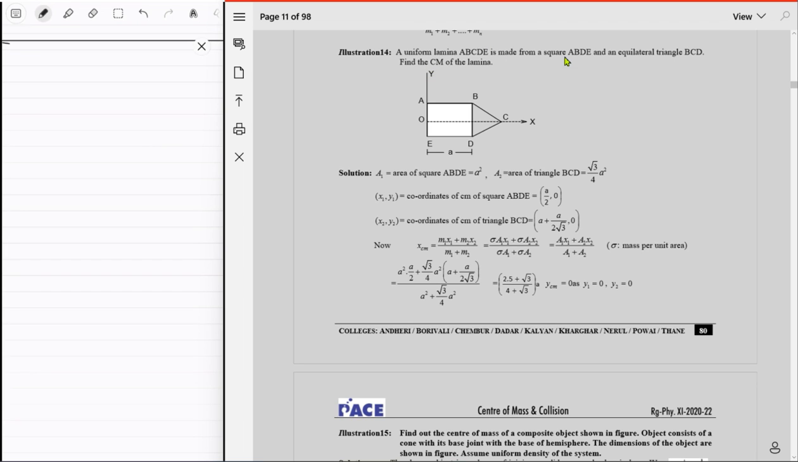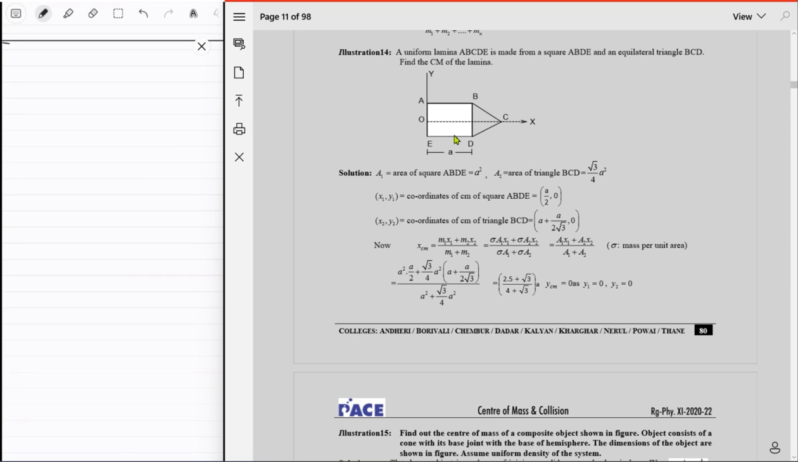Uniform lamina ABCD made up of square ABDE and a uniform triangle. Find the center of mass of the lamina, and the density is the same for both of these, we are assuming. Fine, center of mass. Just take the centroid of each, then figure out the mass of these, and then weight them, average them. You get the thing done.